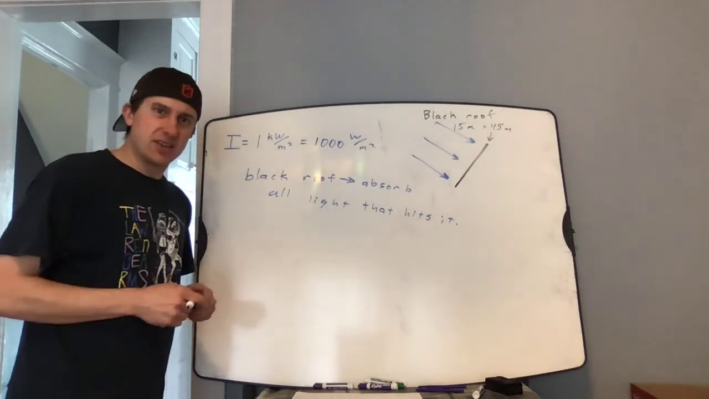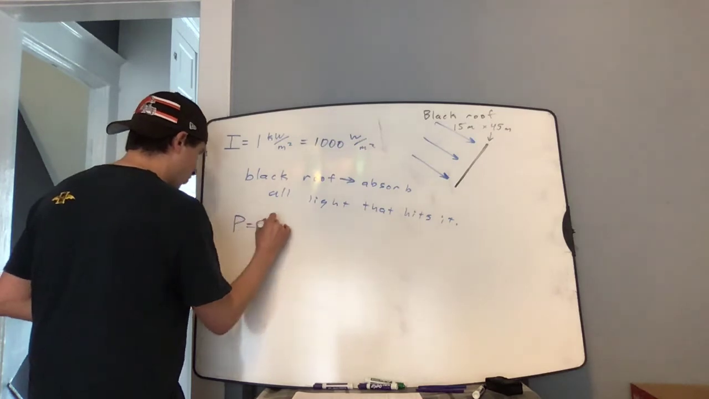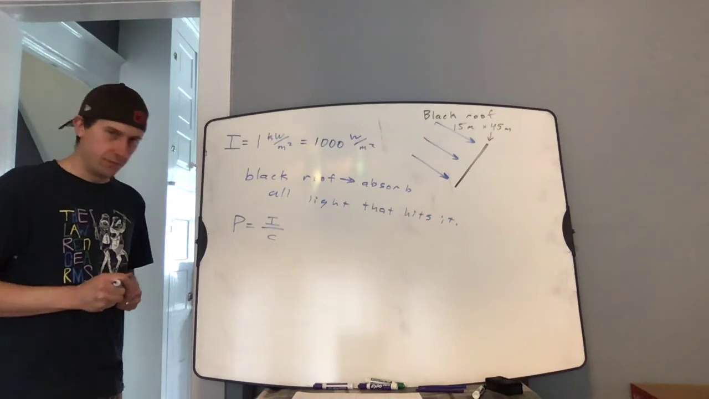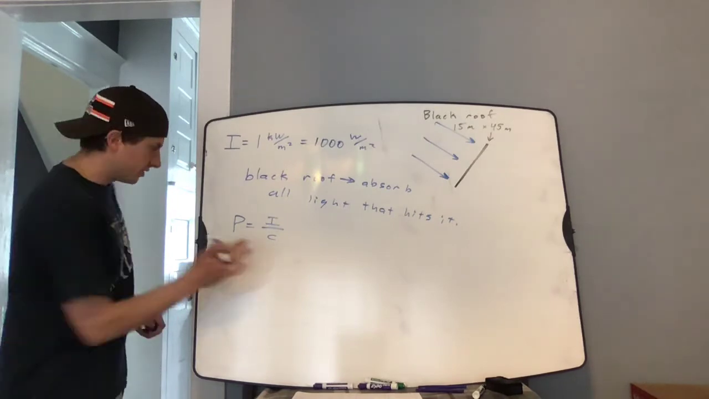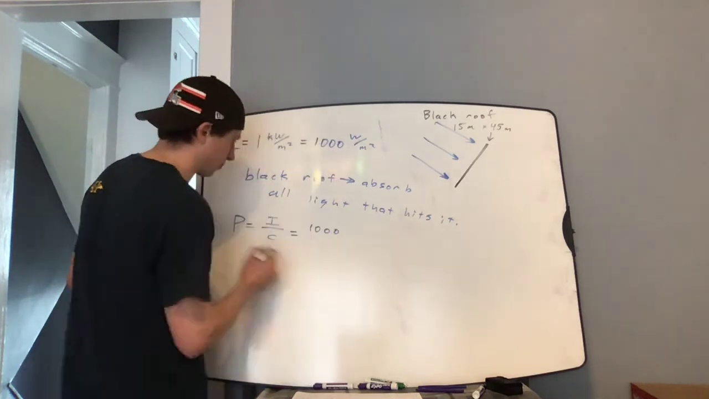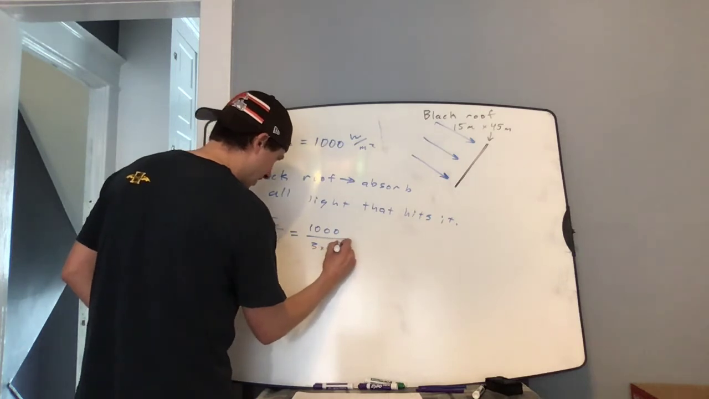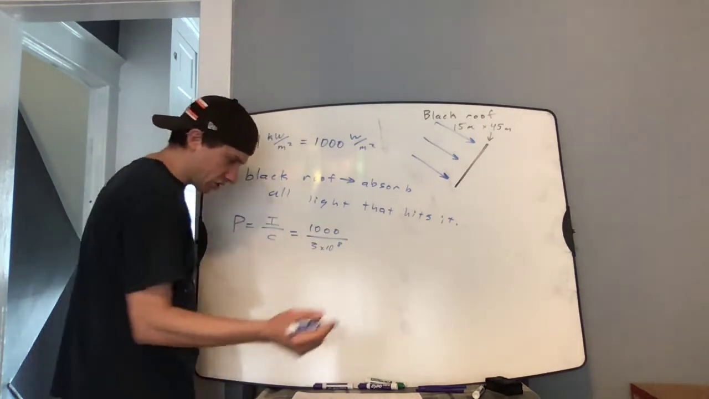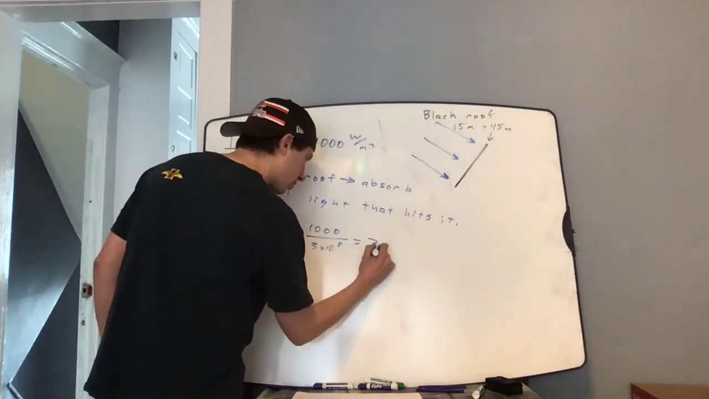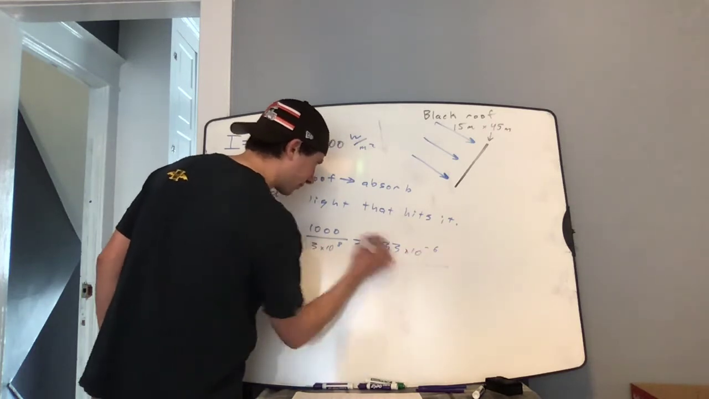So in this case, the radiation pressure is going to be given by P is equal to I over c for perfect absorption. So the radiation pressure is going to be 1,000 watts per square meter divided by the speed of light of 3 times 10 to the 8 meters per second. And I get the radiation pressure is going to be 3.33 times 10 to the minus 6.